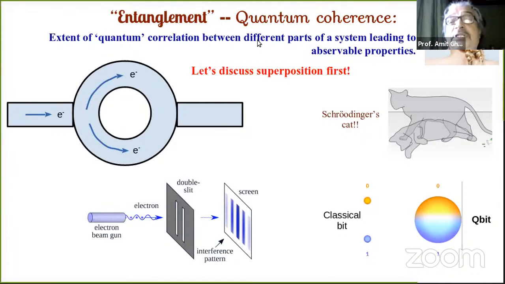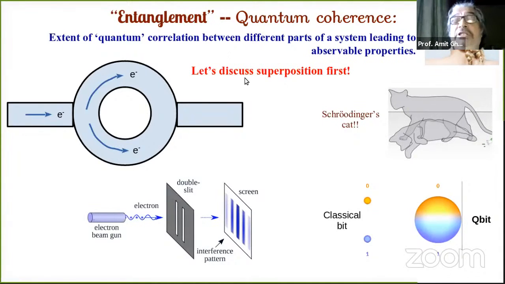So for example, this is one. Entanglement is the extent of quantum correlation, the quantumness, if there was an English word like that, between different parts of a system, leading to, I'm so sorry for this spelling mistake, observable properties. It should be "leading to observable properties." Okay, so that quantum correlation is called entanglement.